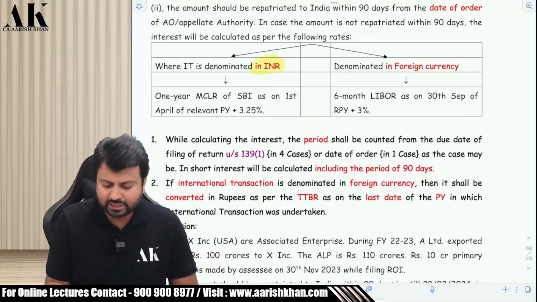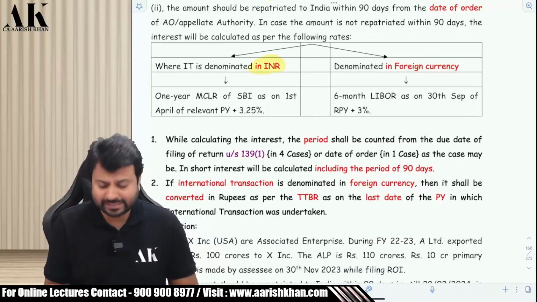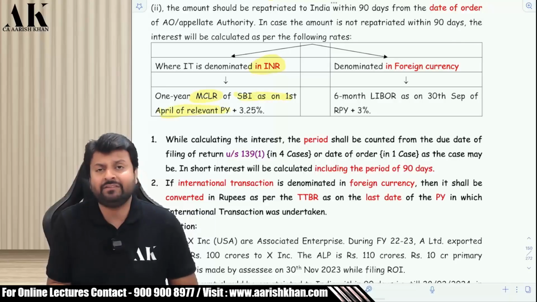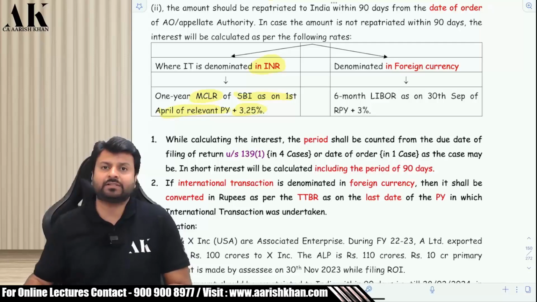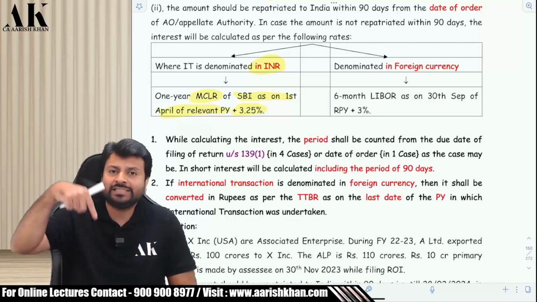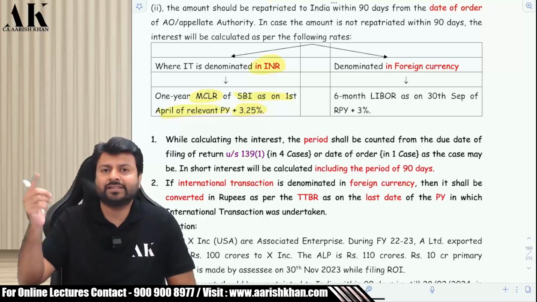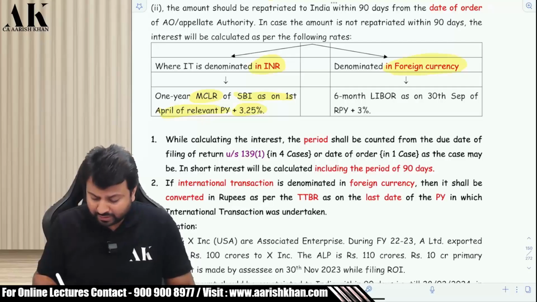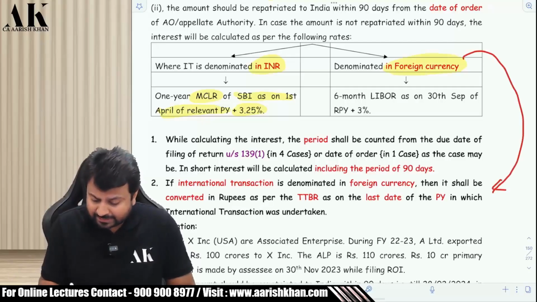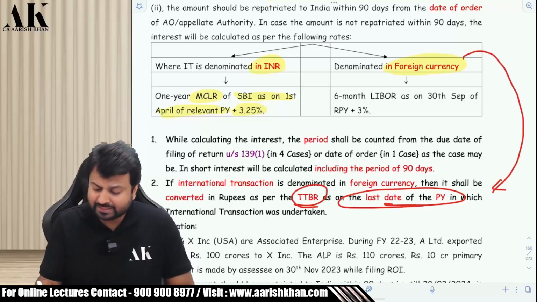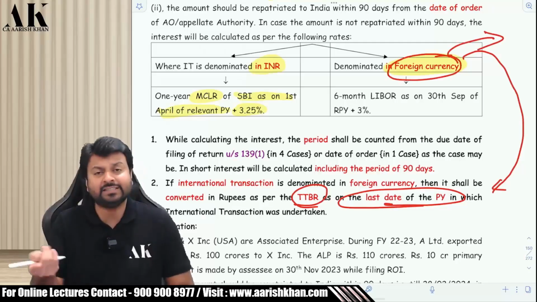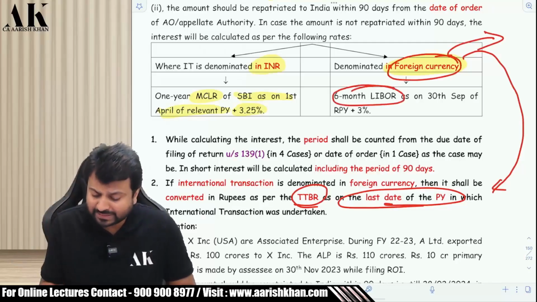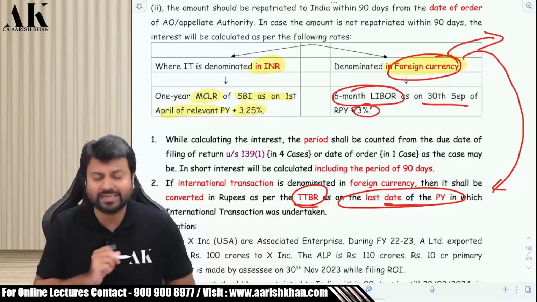If the transaction is denominated in INR, then interest will be charged at the 1 year marginal cost of lending rate as on the first day of the relevant previous year plus 3.25%. So in whichever year you are charging the secondary adjustment, on 1st April of that year you have to take the rate plus 3.25%. If the transaction is in foreign currency, first you have to convert that transaction into INR as per the TTBR as on the last day of the previous year. First convert that foreign currency transaction into INR and then apply 6 months LIBOR as on 30th September plus 3%.